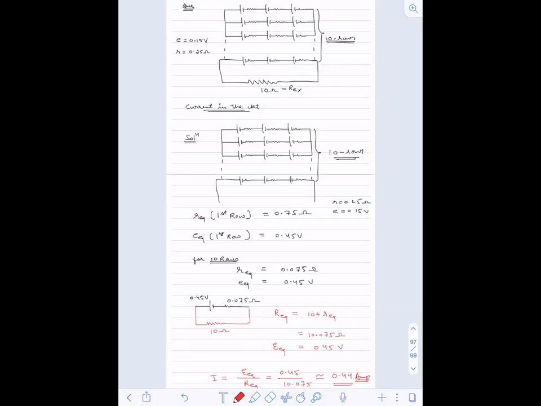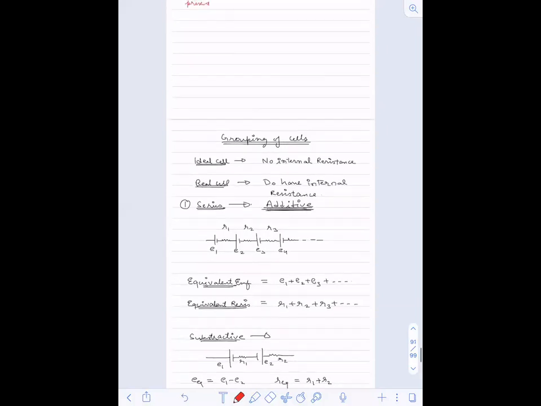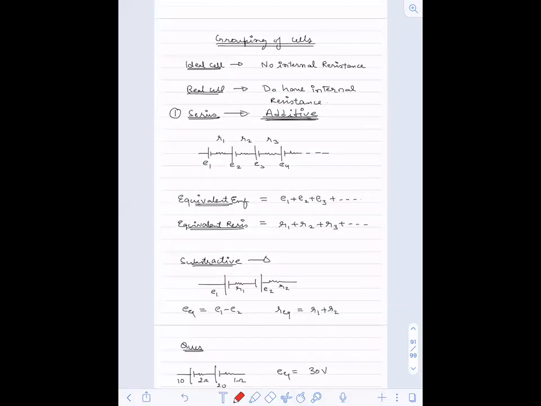Tomorrow's lecture, whatever I'm going to start, will be very basic. So tell your friends also that it is a very important topic. Don't miss tomorrow's class and the coming classes, because one question is sure from that area. Understood? I guess all of you have taken the screenshot. We started the grouping of cells today.